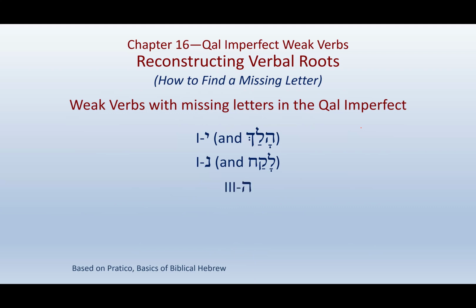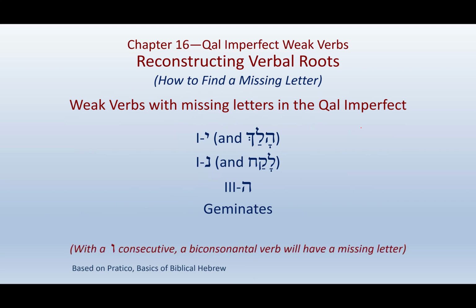Three hays can change to yods. Geminates, you can lose the second letter of the twin. So you have all these things that can happen to your word, and you have to be able to figure out what the word is. So that's what this reconstructing verbal roots section is all about.